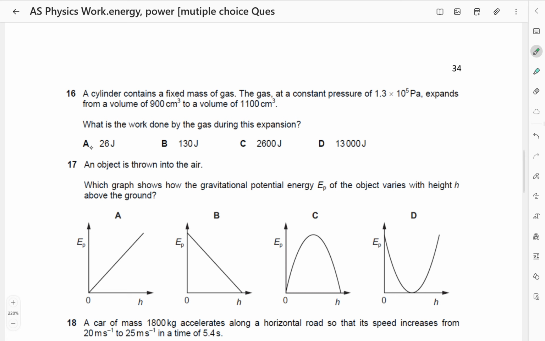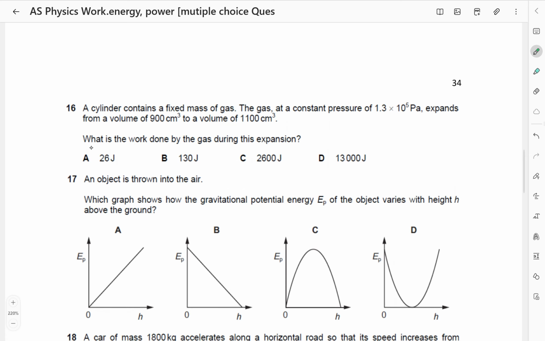A cylinder contains a fixed mass of gas. The gas at a constant pressure of 1.3 times 10 power 5 pascals expands from a volume of 900 centimeters cubed to a volume of 1100 centimeters cubed. What is the work done by the gas during this expansion?